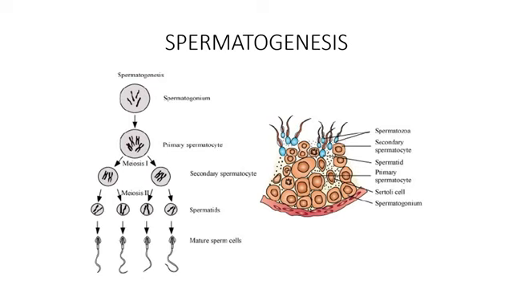The two secondary spermatocytes proceed to meiosis II, and 4 haploid spermatids are produced. These 4 haploid spermatids carry 23 chromosomes each. Each spermatid becomes a mature sperm after differentiation.